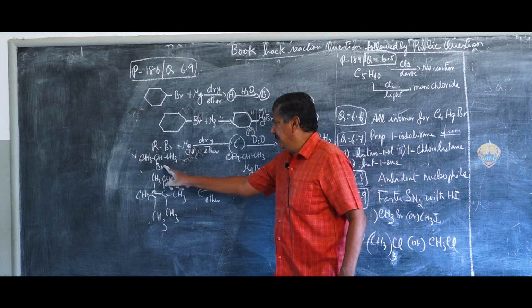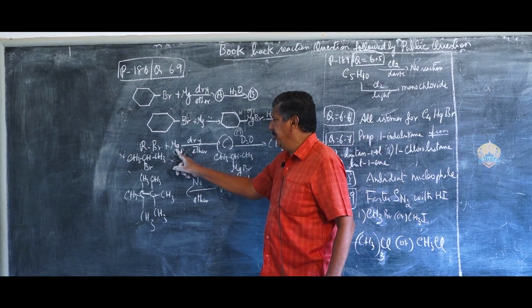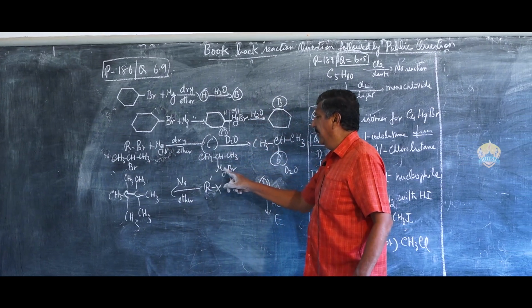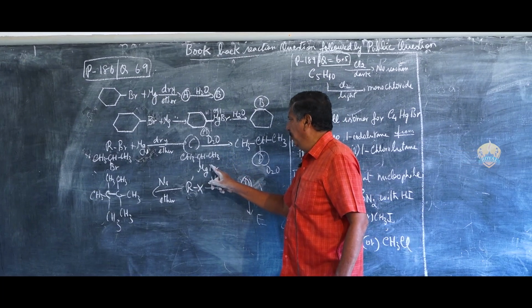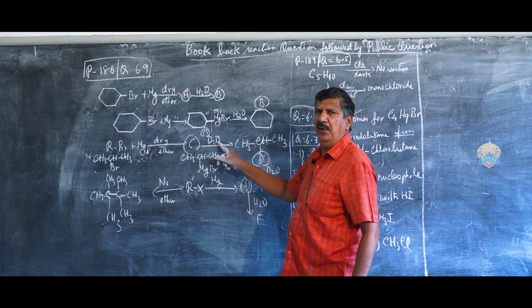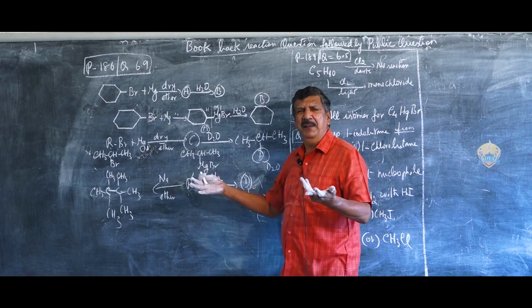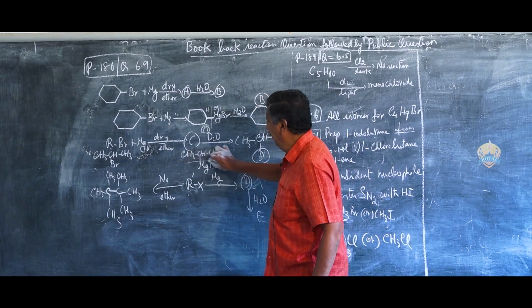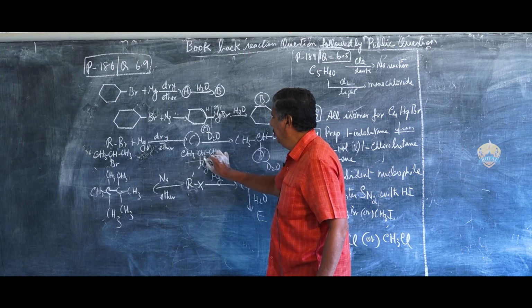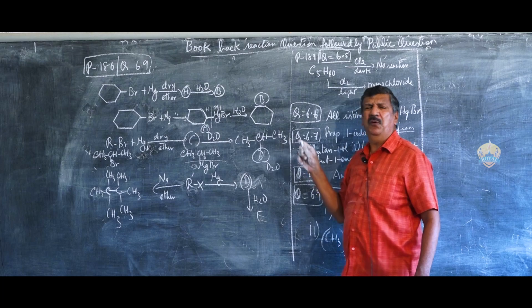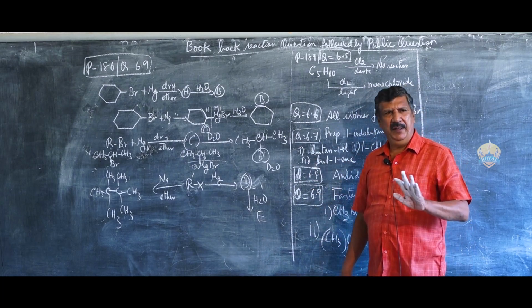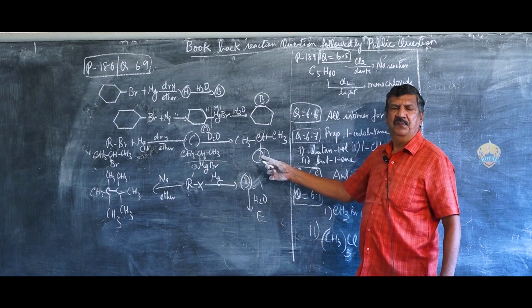See, when this compound is treated with magnesium, it gives a Grignard reagent, magnesium bromide. When this compound is treated with deuterium oxide, again and again I am telling, the bond will break here, the D will join here and the OD will join here. That's why you are getting this compound. So, okay, this is over.